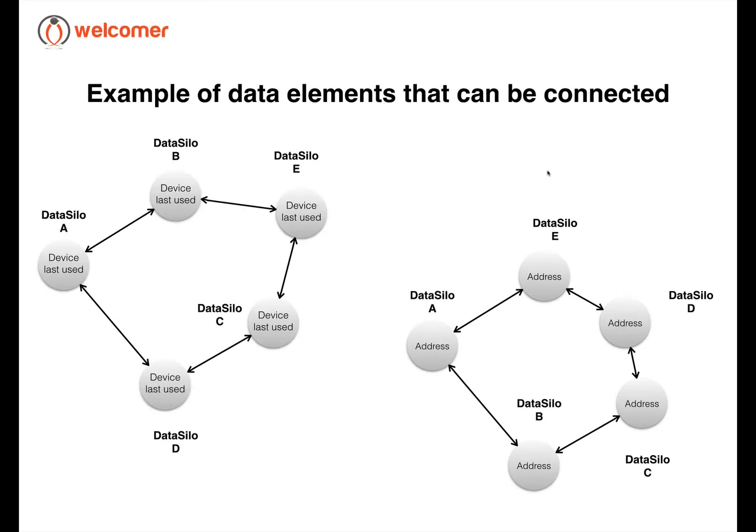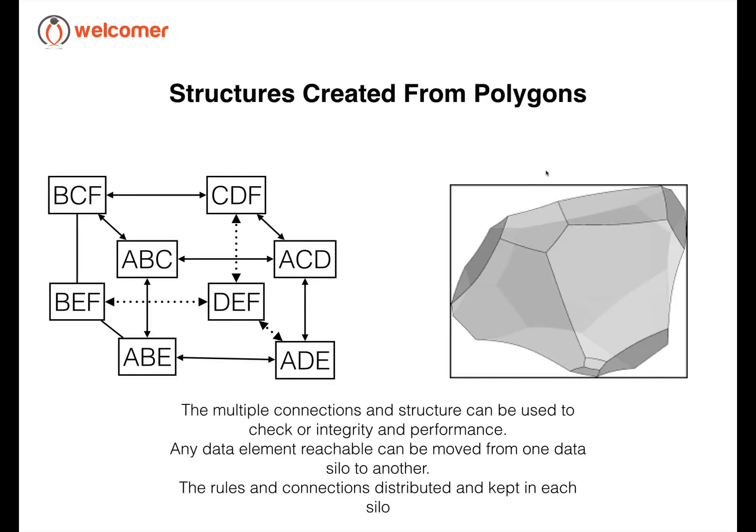This slide shows another data element that is not in the data silo. That is the device that was last used by the person accessing the data. The polygons are connected at the data silos, and the data structure created from the connected polygons is a polyhedron. It is this polyhedron that can be thought of as an electronic identity.